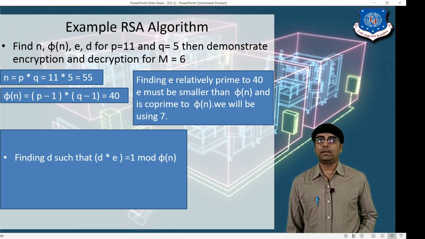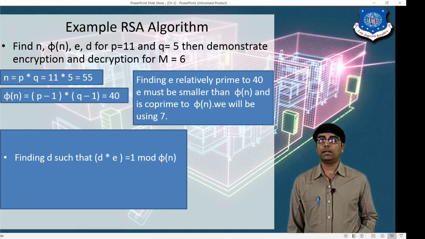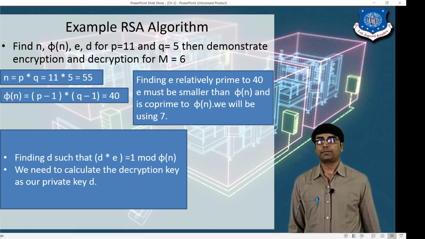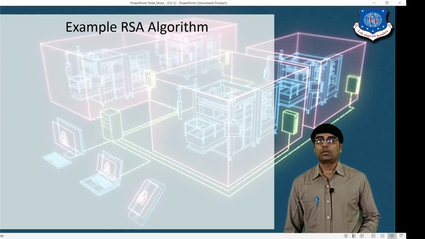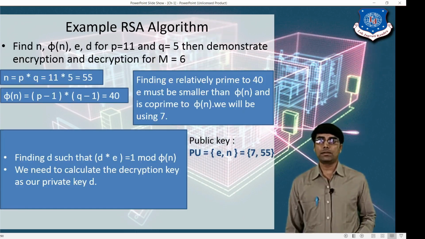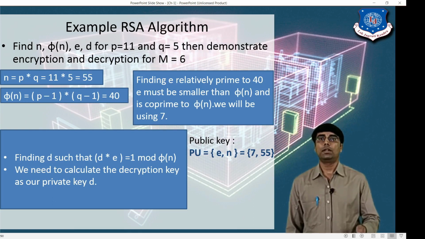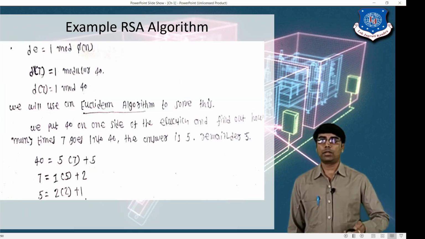So here we are finding the D such that D multiplied by E equals 1 mod phi of N. Now we will do the calculation to find the decryption key D. Here you can see our PU is 7. That means we assume that E equals 7 and N equals 55. Now do the calculation for D.